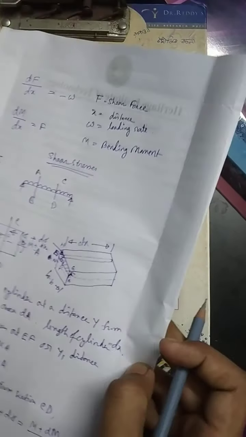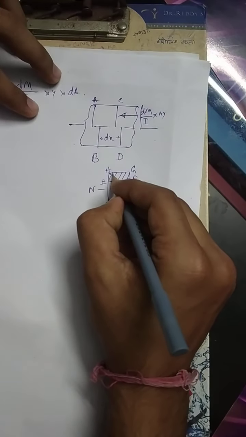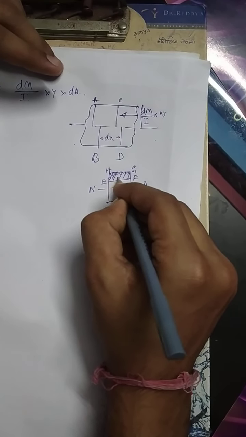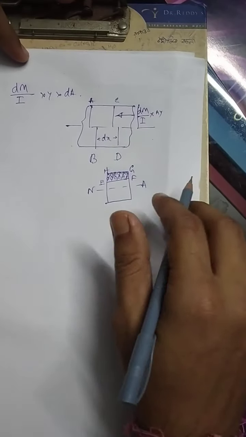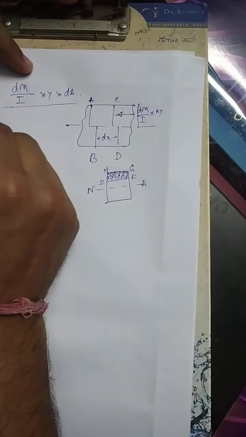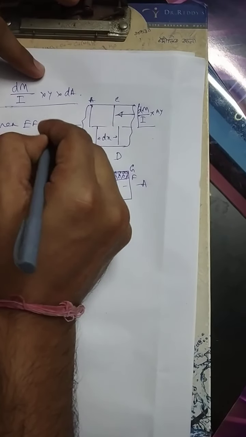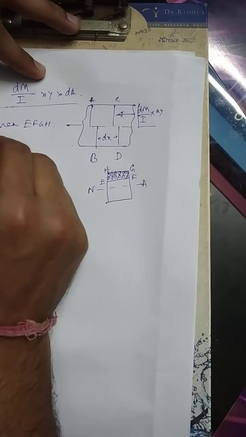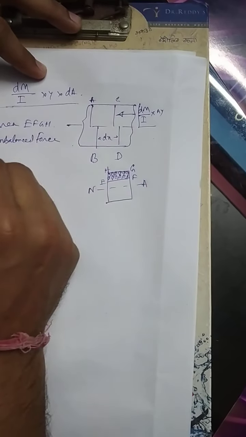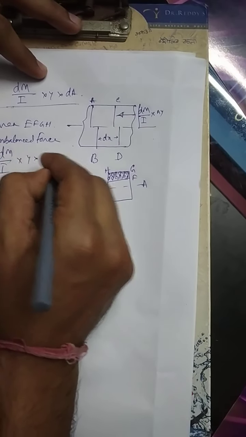and this was G, this was H. So this EFGH can be considered as a combination of an infinite number of cylinders. So for one cylinder we get the net unbalanced force is this. So for area EFGH, the net unbalanced force is equal to the integration of dm by I into y into dA.